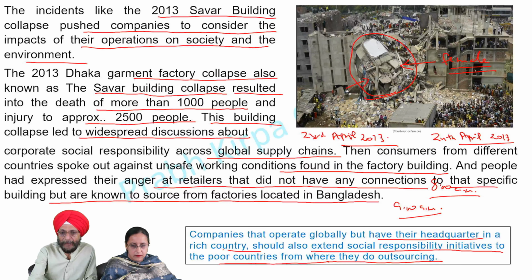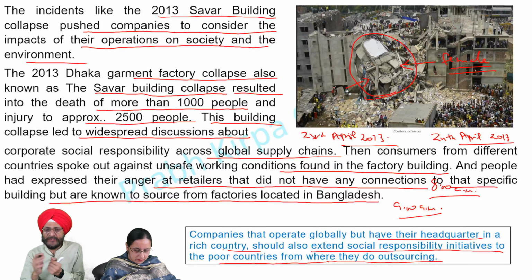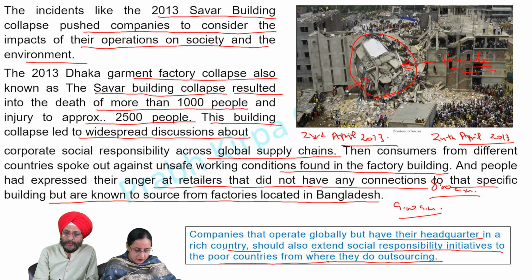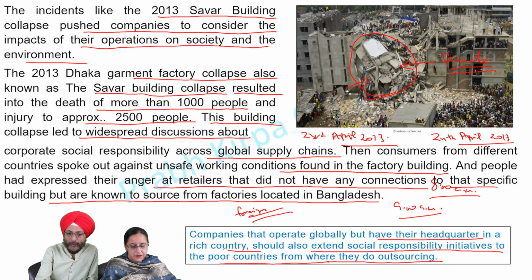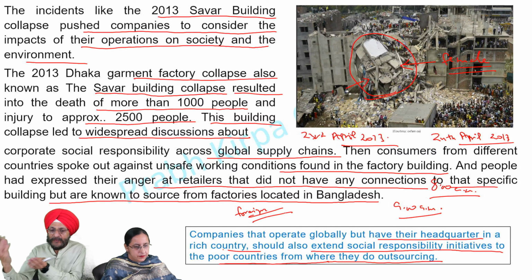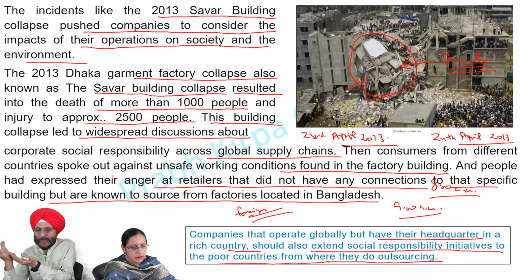The collapse of the building drew the attention of the public the world over towards the poor working conditions of the employees in various factories all over the world, especially in Bangladesh. In this case, the factories were working for some foreign companies who were getting cloth manufactured from Bangladesh and were selling it in their own market like the USA.